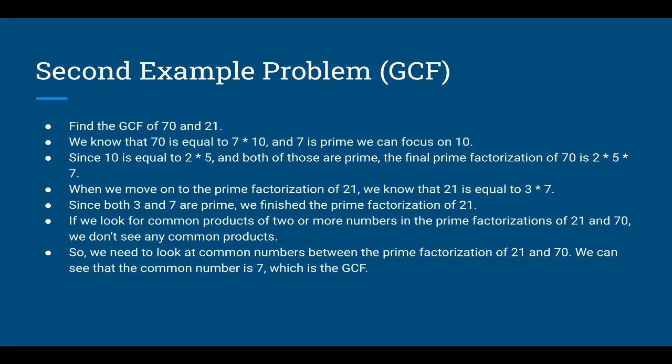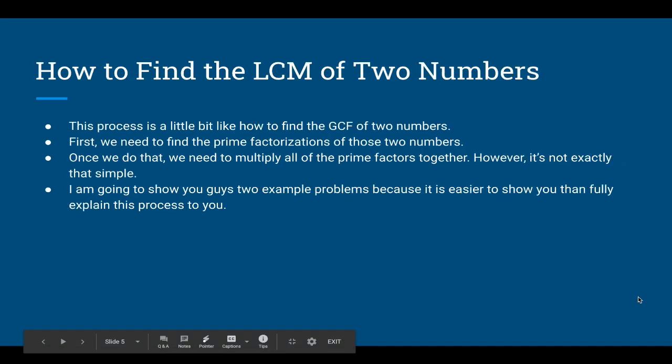Now that we have done two example problems for GCF, and hopefully you understand how to find the GCF of two numbers, let's move on to how to find the LCM of two numbers. This process is a little bit like how to find the GCF of two numbers. First, we need to find the prime factorizations of those two numbers. Once we do that, we need to multiply all of the prime factors together. However, it's not exactly that simple. Let's just do two example problems.